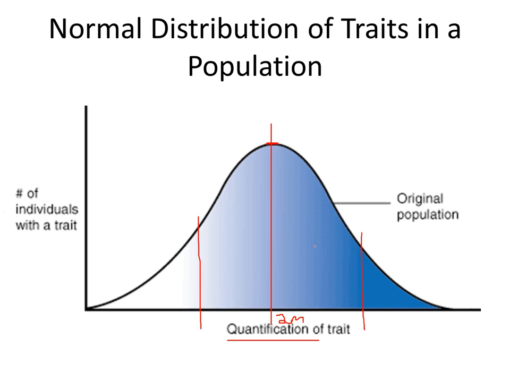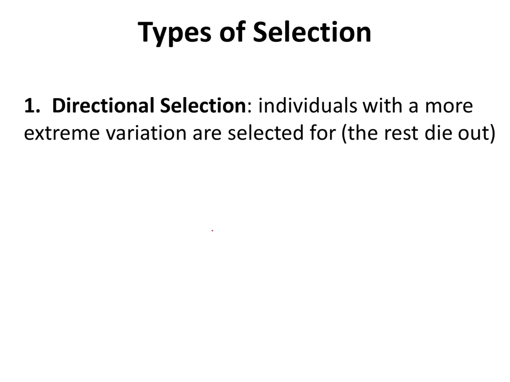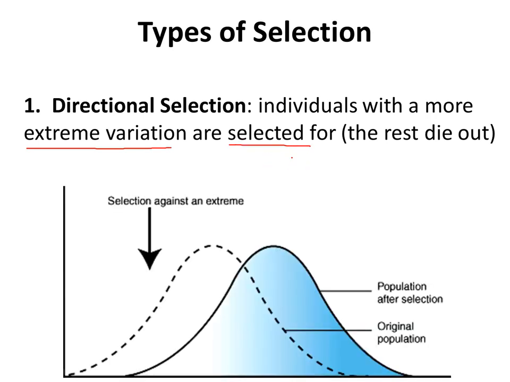Then we can look at it as, well, how is the environment going to play and select for these particular traits that we have in the environment? So let's look at 3 different ways that this can work. First off is called directional selection, where individuals with a more extreme variation of a particular trait are going to be selected for. They're the ones with the advantage in a particular environment.